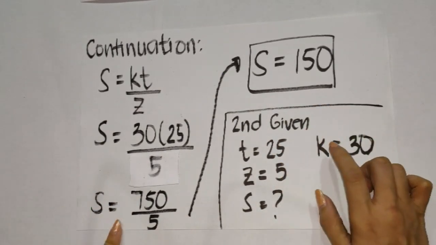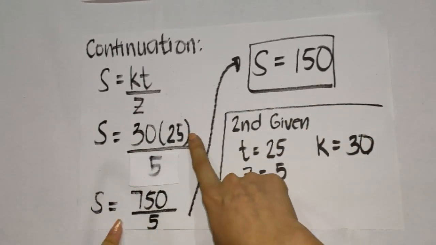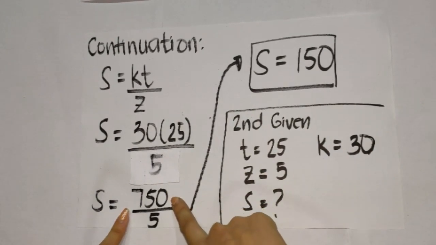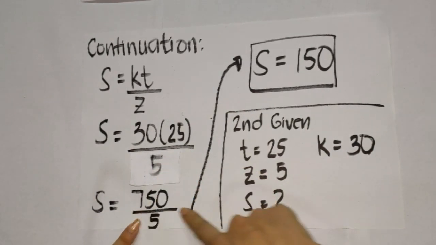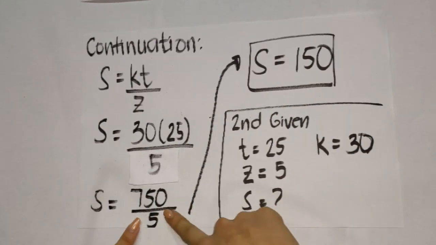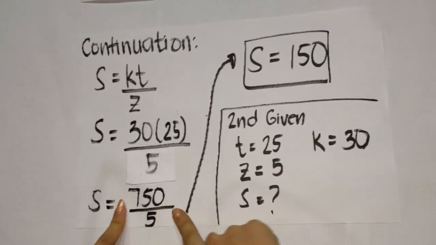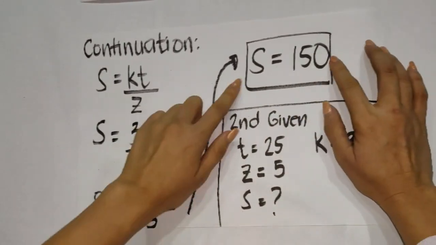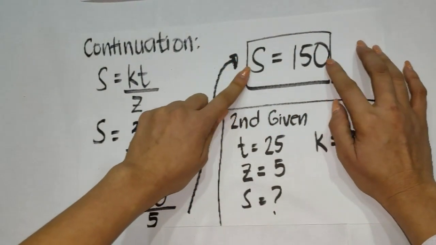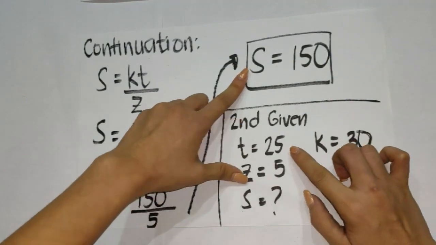Then, S is equal to 30 times 25, that is 750. 750 divided by 5, or ikakopy natin si 5. Ang ibig sabihin ng guhit na yan ay divide. Yes, class. So, 750 divided by 5, that is 150. So, the value of S is 150 when our T is 25 and our Z is 5.